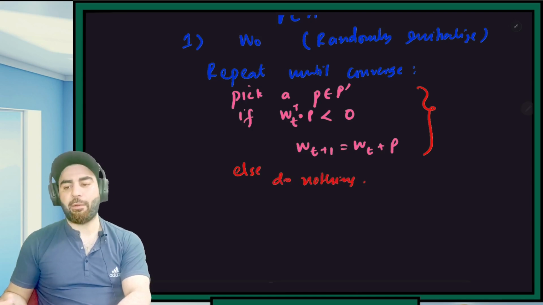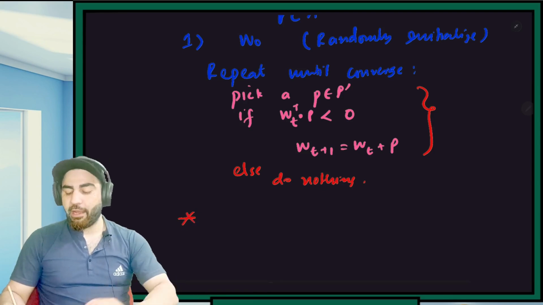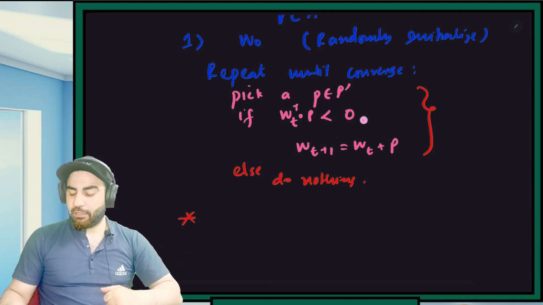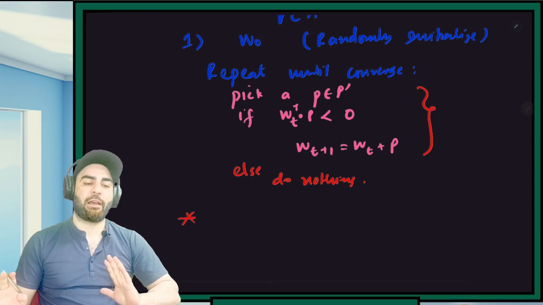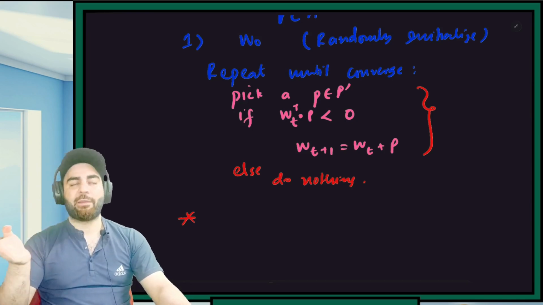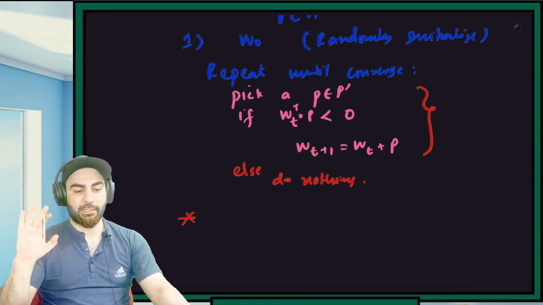Then we come out of this, and here we'll check for convergence. When you cycle through all the points and this condition is never satisfied, if no point is misclassified, then you will say that our algorithm has converged, because it has now clearly classified positive class points into the positive class and negative class points into the negative class. How many of you understood this?